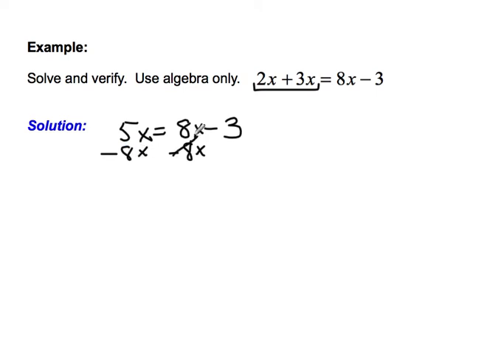I do that because it just is less work for me. And the least amount of work that I do, the less chance I have to make mistakes. So now I have my 3 red unit tiles here, and I have 5 minus 8, which is negative 3x. And I divide by negative 3, and I have x is equal to positive 1. Be really careful with those negatives.